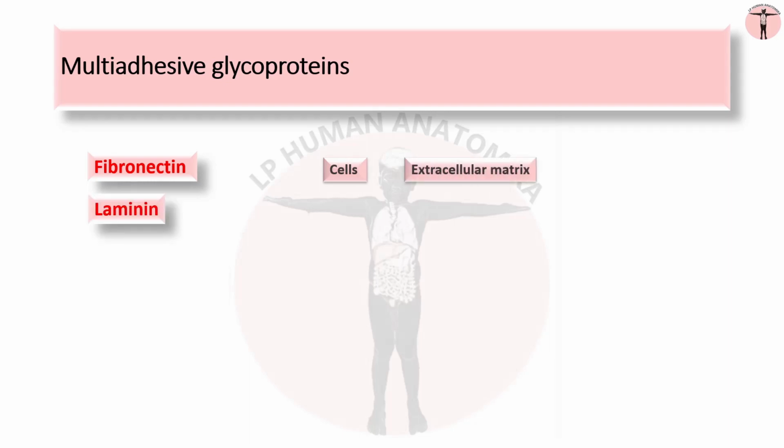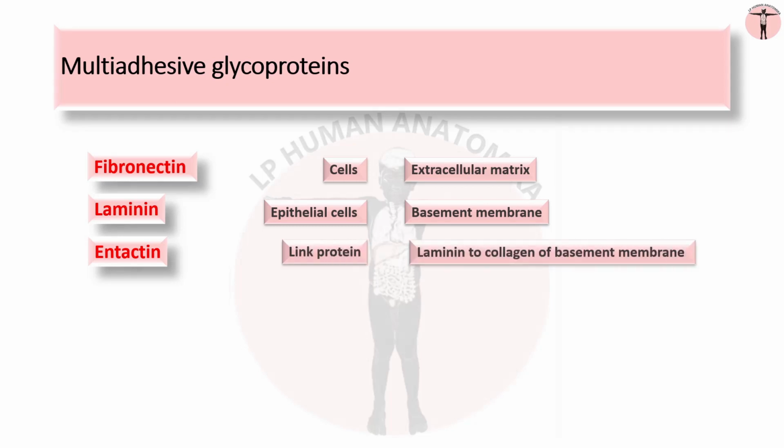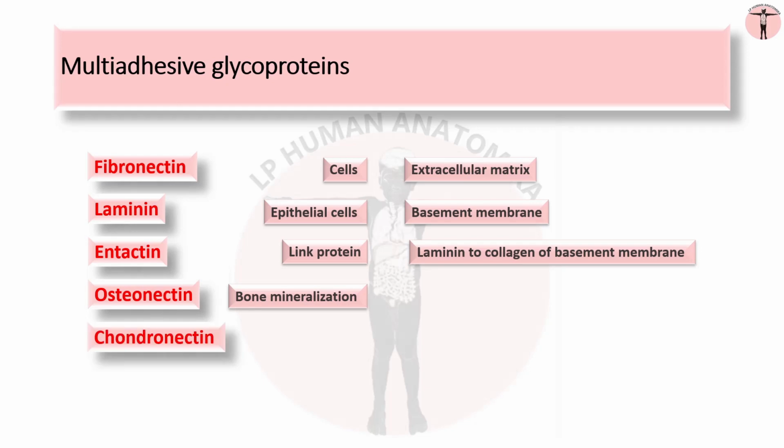Laminin, it mediates the adhesion of epithelial cells to basement membrane. Entactin, it is a link protein which binds laminin to type 4 collagen of basement membrane. Osteonectin, it is present in the bones and plays an important role in bone mineralization. Chondronectin, it is present in cartilages. It mediates the adhesion of chondrocytes to the extracellular matrix.